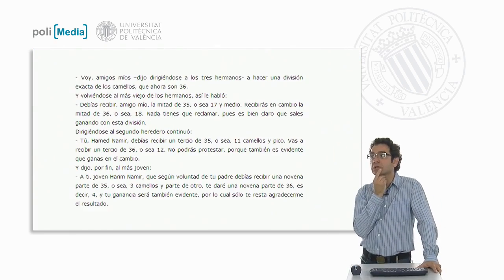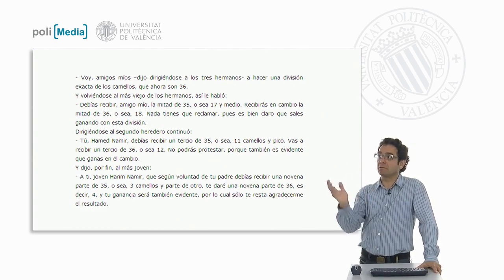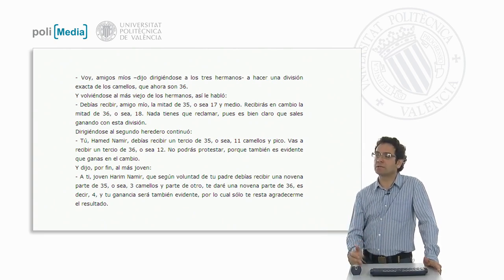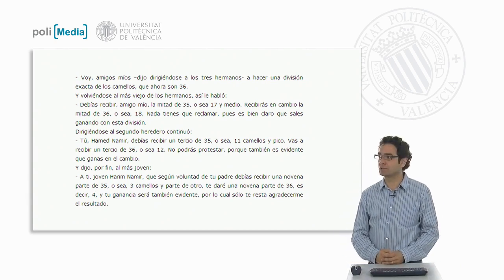And coming back to the old man, he told him, I should have received 17 and a half, the half of 35. You will receive, on the other hand, the half of 36, that is 18. You have nothing to complain about. Well, it is very clear that you are winning with this division.